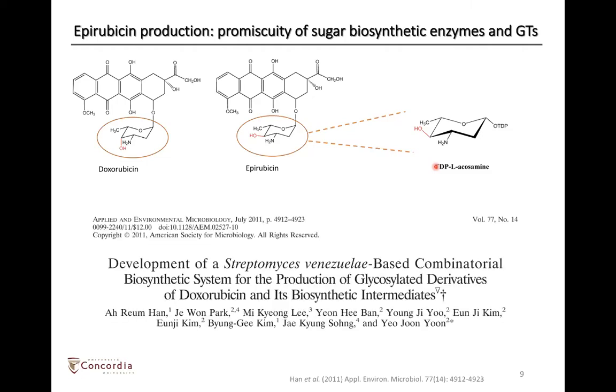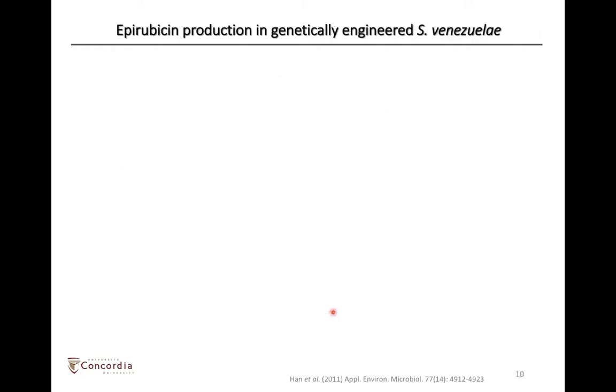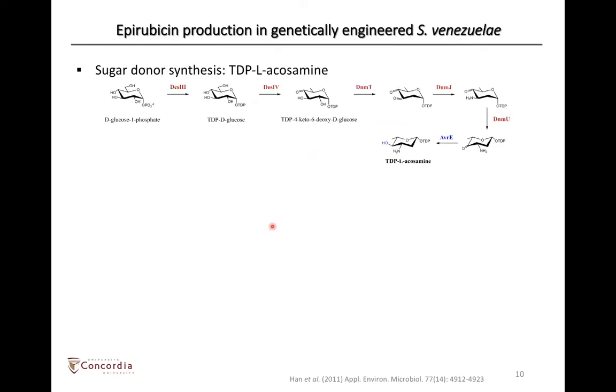Because of the substrate flexibility of these enzymes, in this paper, they were able to produce epirubicin in an engineered Streptomyces species. So they constructed the epirubicin pathway based on the biosynthetic pathway of Doxorubicin and Daunorubicin. And you can see in this reaction, they used a stereospecific ketoreductase to produce TDP-L-acosamine.